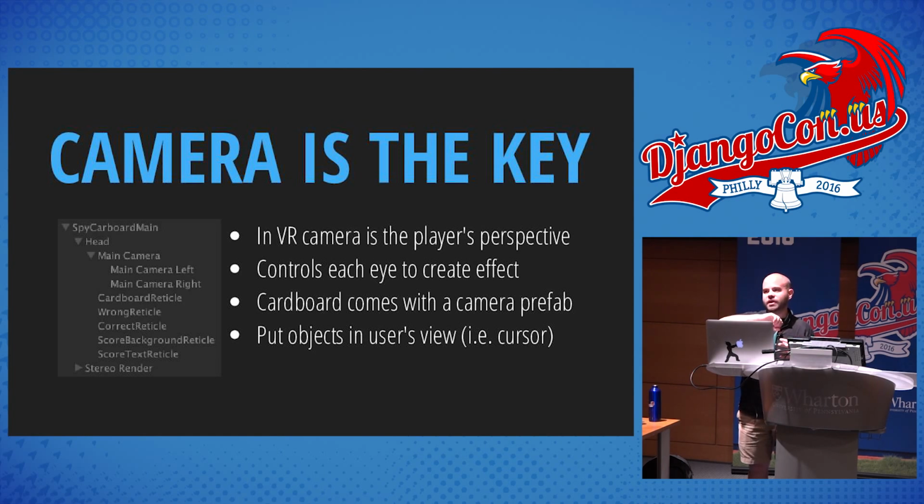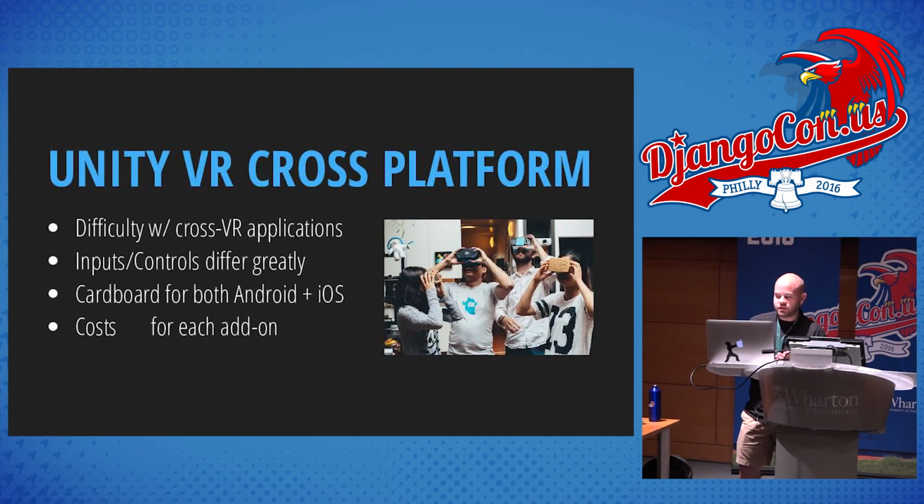So for example, if you want to have some kind of cursor or target or reticle in front of the user, you can apply that to the camera and just make sure it's always X, whatever units of measure you want to say, in front of where the user is looking. So that's kind of key about how to think about virtual reality development and how it differs from regular game development in Unity.